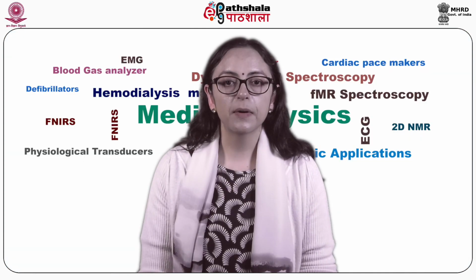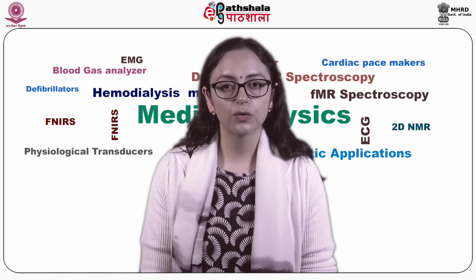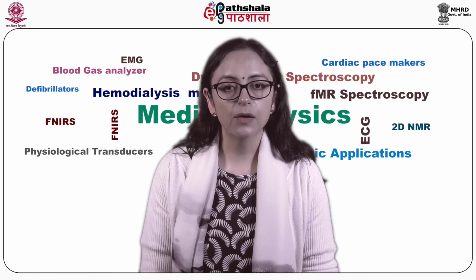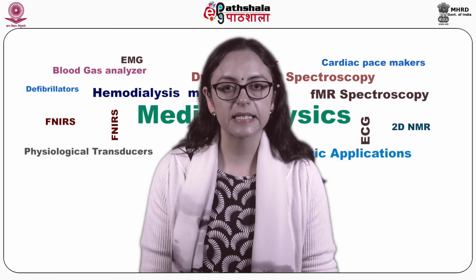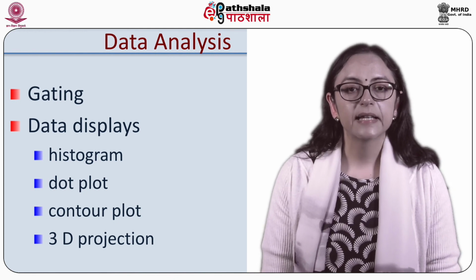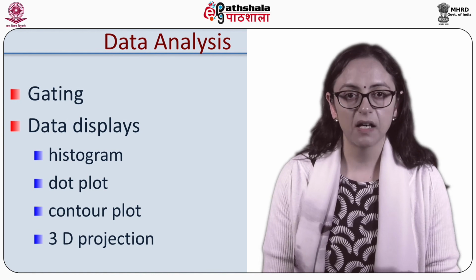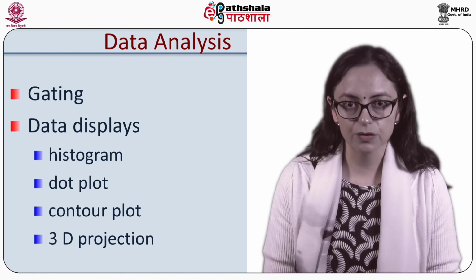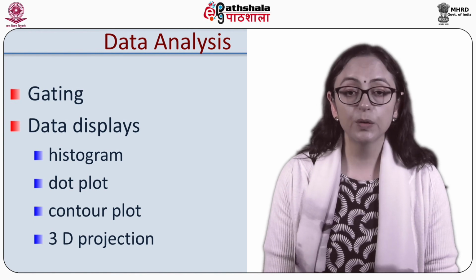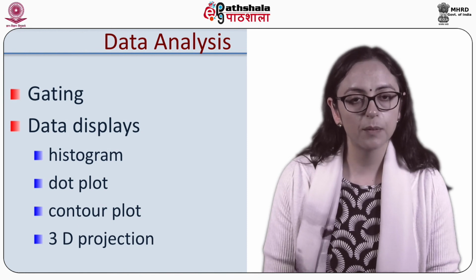We come to the last part of this module, where we will quickly go through the approaches used for data analysis, how to make sense of flow cytometric data. So these are some terminologies to remember: gating, and we will review each of them. The display of data can be a single parameter histogram, dual parameter dot plot or contour plot, and also 3D projections where the third dimension reflects the number of events.